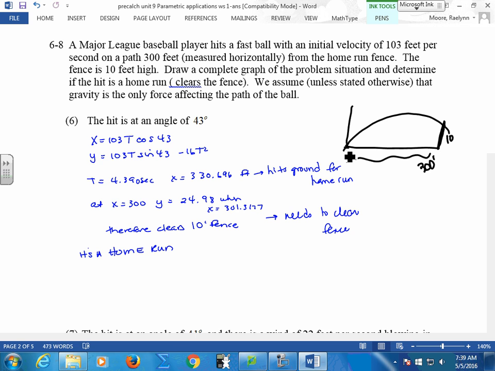So everybody can find this, where it hits the ground, keep track of your time again. If it clears the fence, yes, he hits a home run. When he's 300 feet away, his ball is almost 25 feet above the ground, and the fence is 10 feet, so yeah, he clears the fence. He hits a home run. If this was less than 10, it would smack right into the fence, and it would be a single or a double.